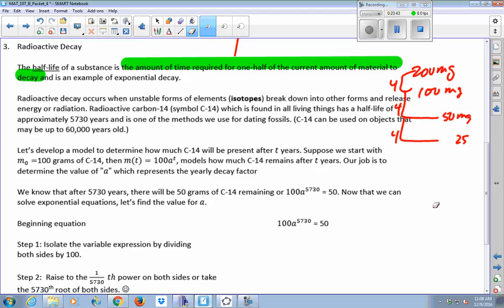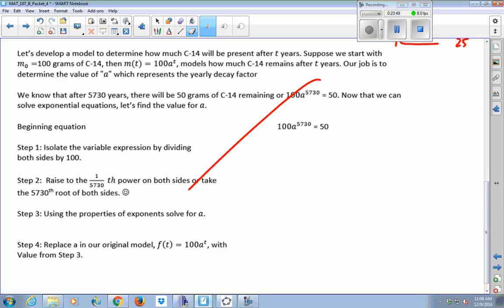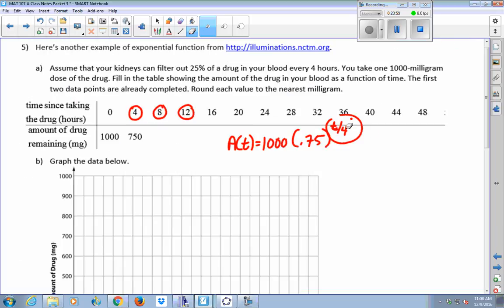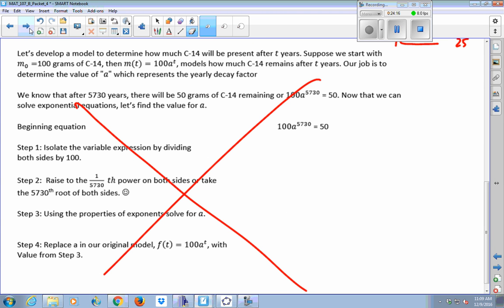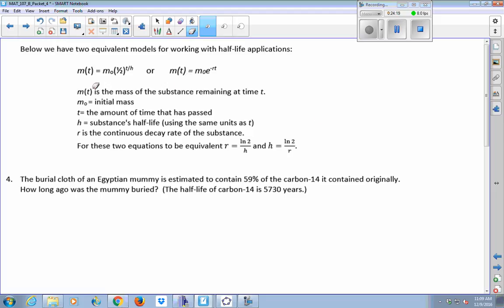Okay, so I was going to actually go through this whole long thing to show you why we get t divided by 5730. But you know what? We really already saw that back here with the drug. Here, it was every 4 hours. With our half-life, one full half-life period is 5,730 years for carbon-14. So I'm going to save a little time and save you a little brain cells there, and just go directly to the formula. And just like with growth, we have 2 different formulas we can use.